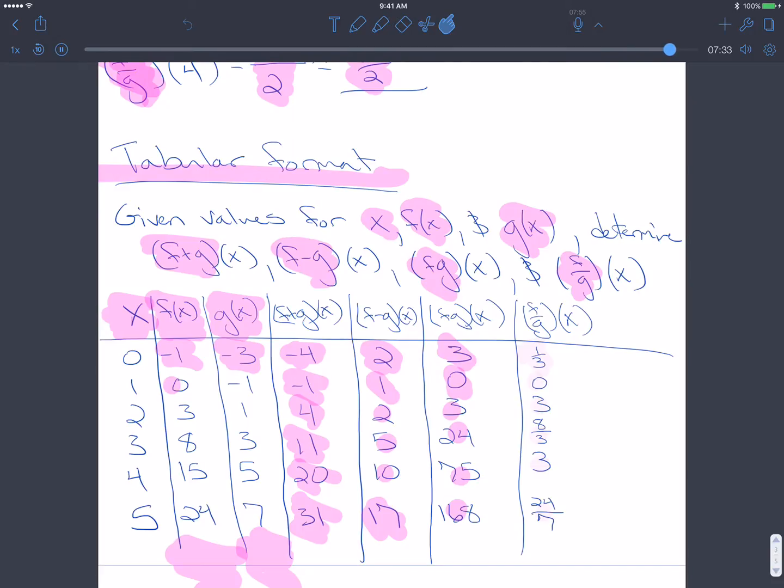F divided by g, negative 1 divided by negative 3, 1/3. 0 divided by negative 1, 0. 3 divided by 1, 3. 8 divided by 3, 8/3. 15 divided by 5, 3. 27 divided by 4, 27 divided by 4.